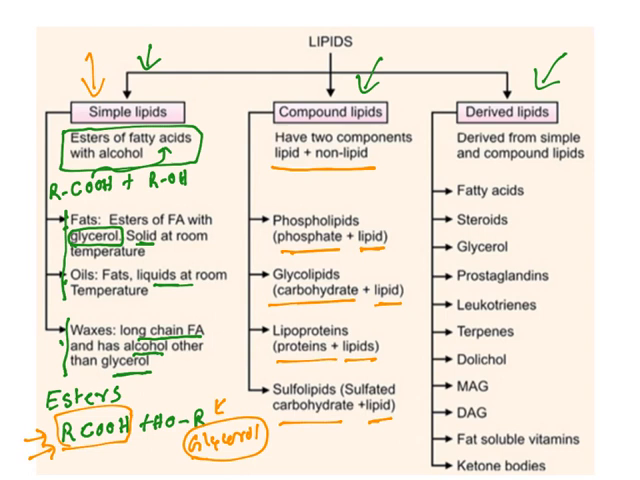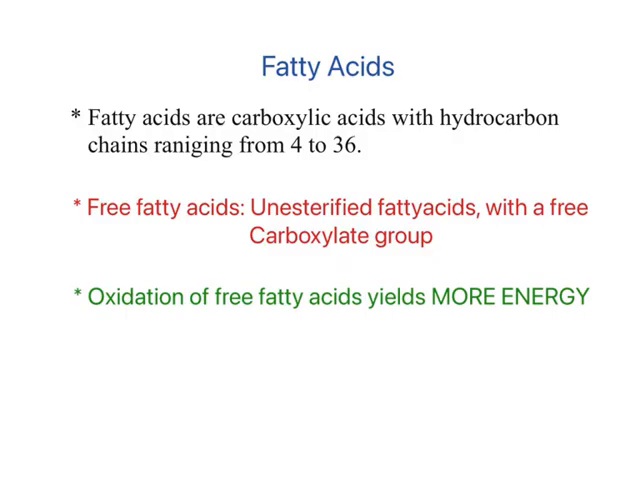The last one, derived lipids, these are derived from simple and compound lipids. Fatty acids, steroids, glycerol, prostaglandins, leukotrienes, terpenes, monoacyl glycerol, diacyl glycerol, fat soluble vitamins, ketone bodies, a lot of derived lipids are there. So this is a brief classification of lipids. Now coming to the topic, fatty acids.